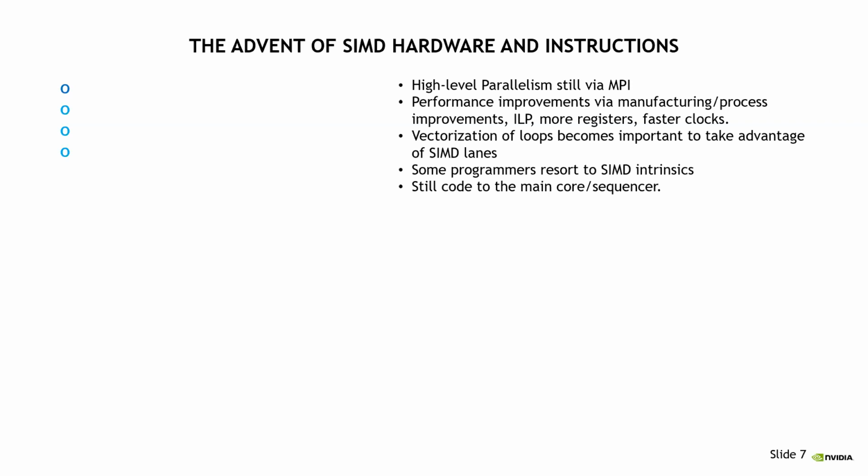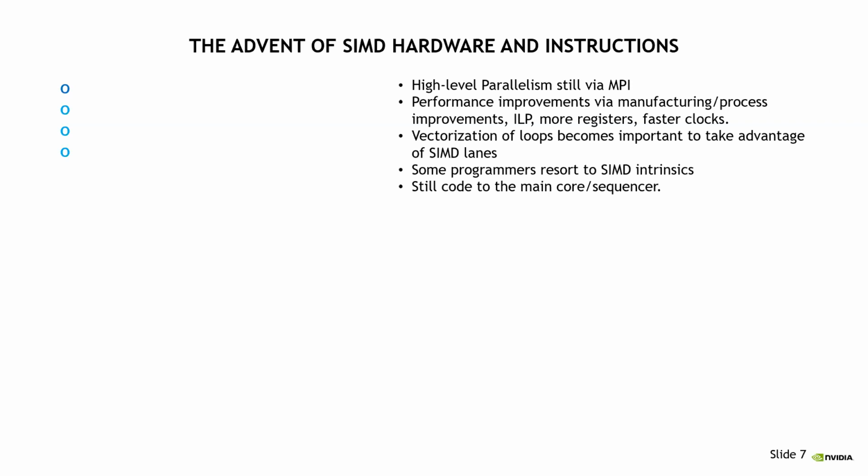So at that point, high level parallelism still was using MPI. We still got great performance improvements with every generation of new CPUs. And vectorization of loops started to become important to take advantage of these SIMD lanes. Now, PGI was one of the first x86 Linux compilers to have SIMD vectorization capabilities, and that was a major selling point for PGI and a kind of a feather in our cap. Other people resorted to SIMD intrinsics. So at the time that the SIMD registers, SSE registers came out, Intel introduced intrinsics to program with those in case you didn't want to depend on the compiler or couldn't depend on the compiler.